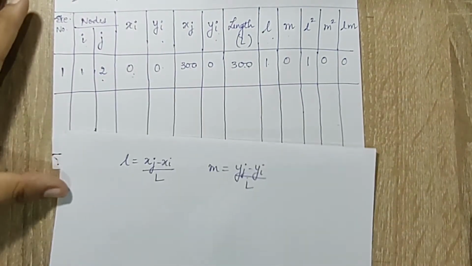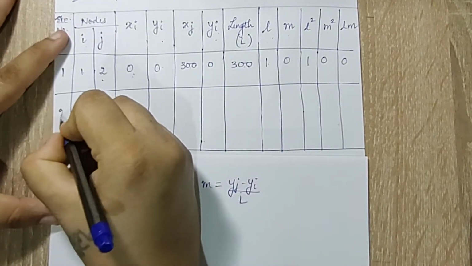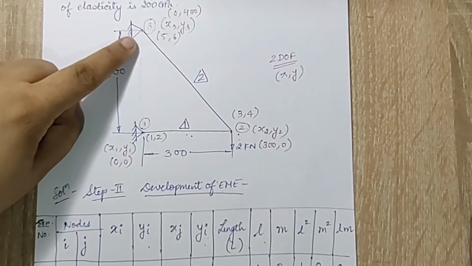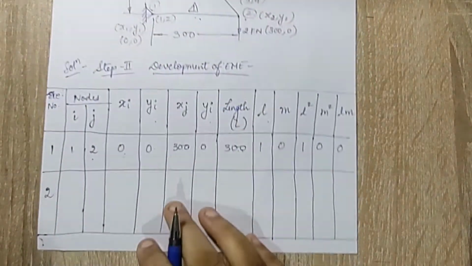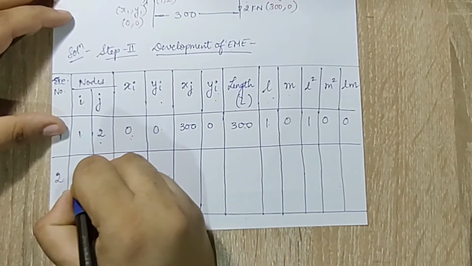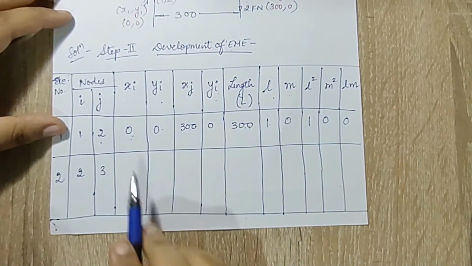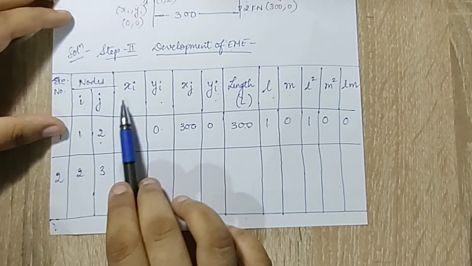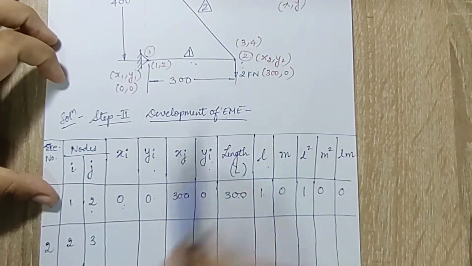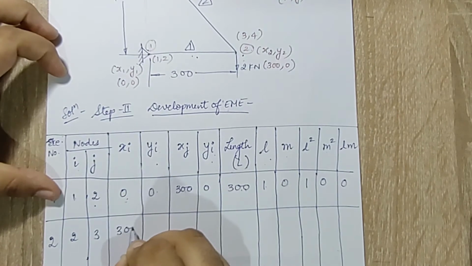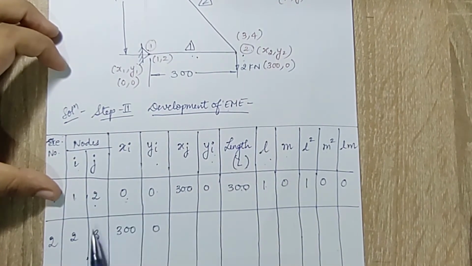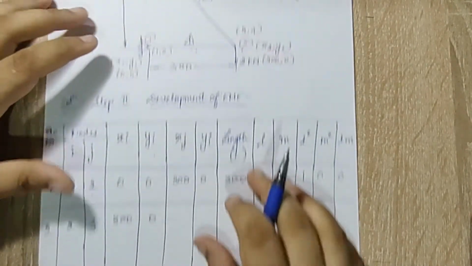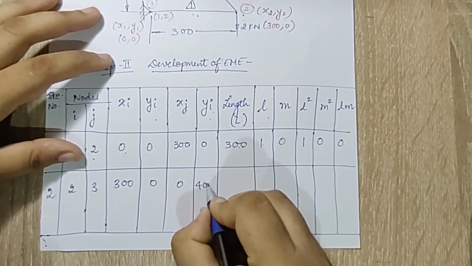Now I have one more element, so I'll write over here 2. If you see the diagram, the second element is between node 2 and 3. So I will write over here element 2 is between node 2, 3. Xi, Yi. So when I have i as 2, it will be X2, Y2. I know X2, Y2 is 300 and 0, so I'll write 300, 0. j is 3, so this will be X3, Y3. The value is 0, 400, so I'll write here 0, 400.